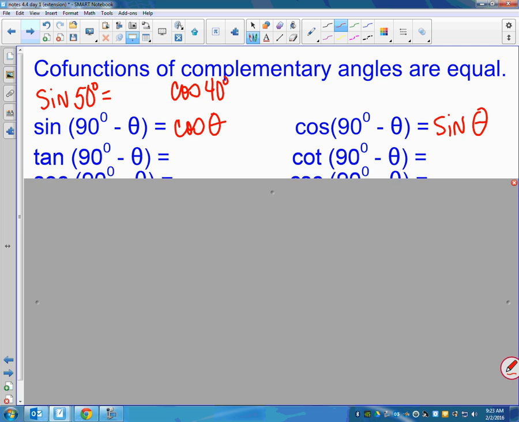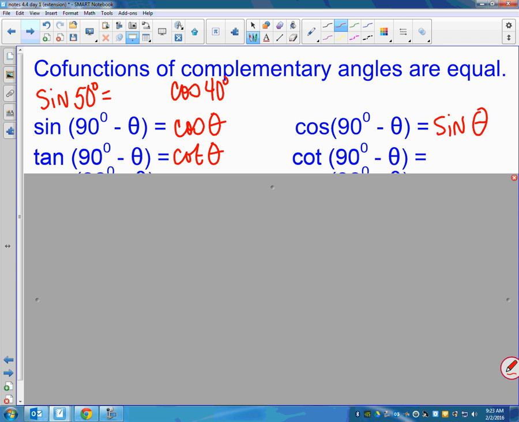And then the same thing is true for tangent and cotangent. Tangent and cotangent are buddies, they're cofunctions, which means that tangent of 90 degrees minus theta will always equal the cotangent of that angle, and the cotangent of 90 degrees minus theta will always equal the tangent. And we could replace 90 with pi halves, right, if we were in radian mode.